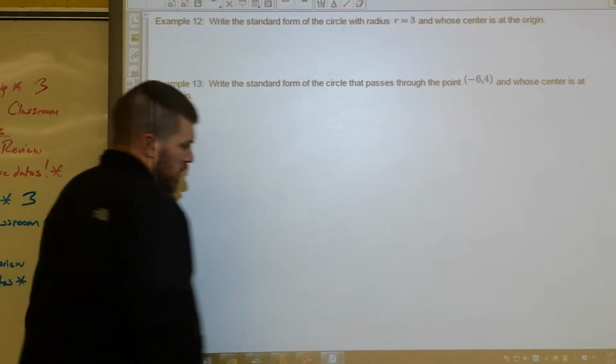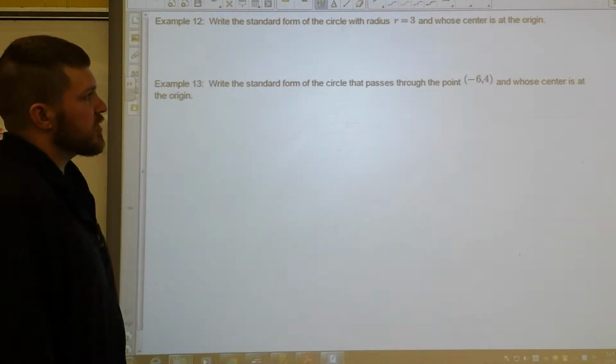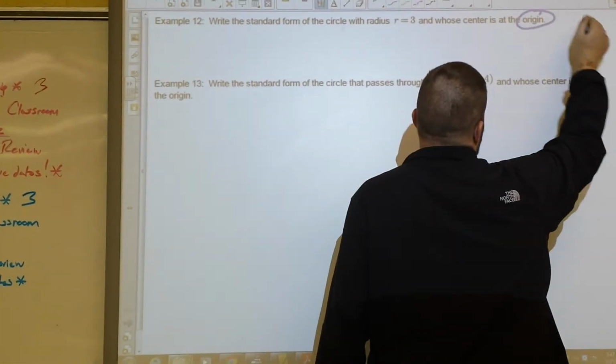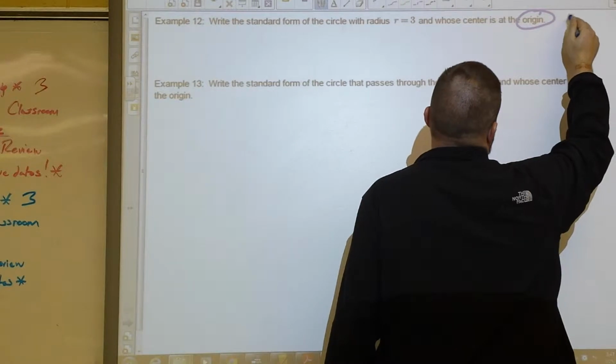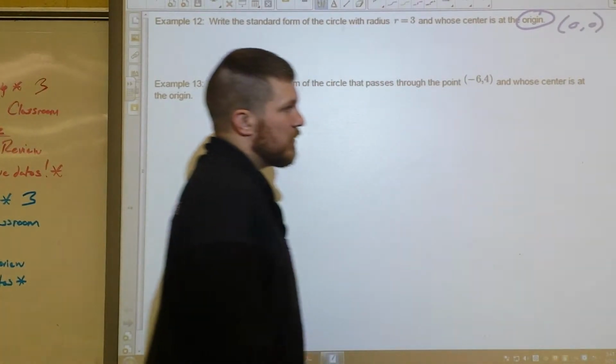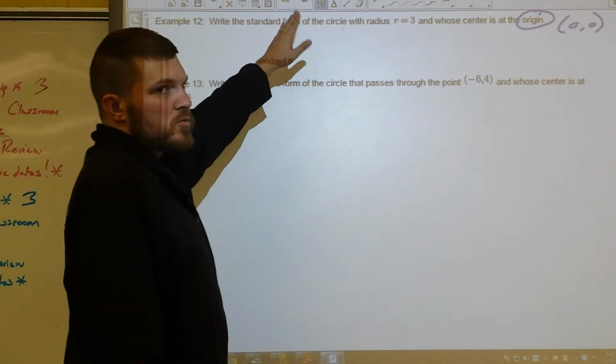Let's look at example 12 first. We want to write the standard form of a circle with radius 3 and whose center is the origin. Anytime you see the origin, let's just be clear, that just means that the origin or the center is at 0, 0. Anytime you see that word origin, it just means you're at the point 0, 0. The standard form of a circle, that just means write the equation of a circle.